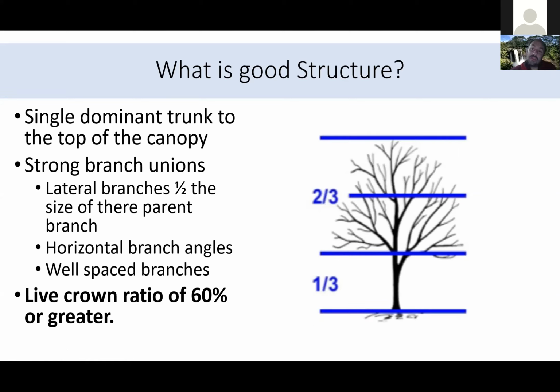And that's because the lower branches in the tree are actually providing energy to help the trunk grow in diameter, right? So when you leave lower branches, trees develop better taper. So they taper outward as they reach the ground, like the end of a trumpet, and that's very desirable. That's a strong trait in a tree. It's less likely to fail. So single dominant trunk to the top, strong branch unions, and a good live crown ratio. That's what we're trying to achieve.